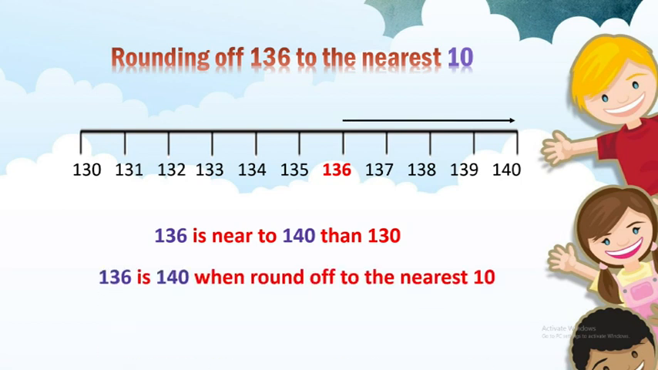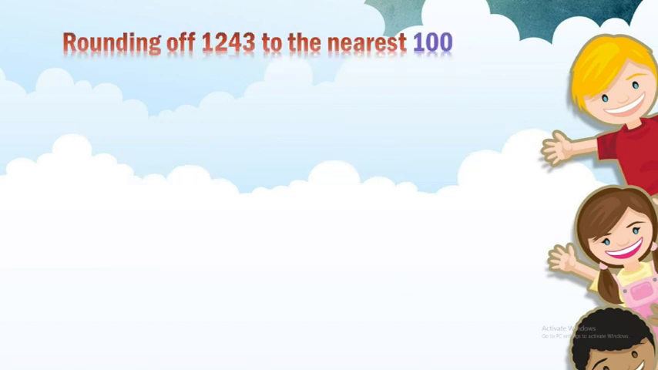Very good. Students, look at these questions. In this question, you are going to round off to the nearest 100. Look at the first question. Rounding 1243 to the nearest 100. So at first you have to find the place value and then look at the next number. You have to circle the place value and underline the next number.